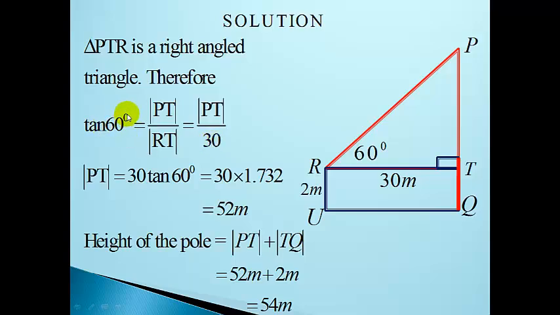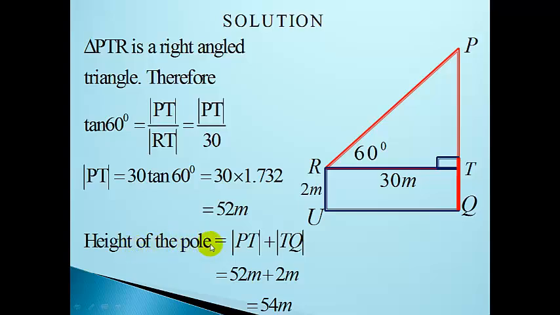Now, if tan 60 degrees is equal to PT divided by 30, how do we find PT? We cross multiply. So 30 multiplied by tan 60 is equal to PT. Tan 60 degrees is equal to 1.732. So when we multiply 1.732 by 30, the answer is 52 meters. That means that the distance from P to T is 52 meters.